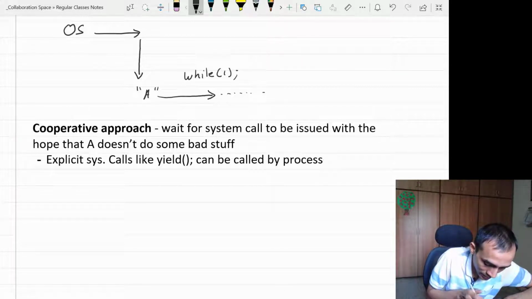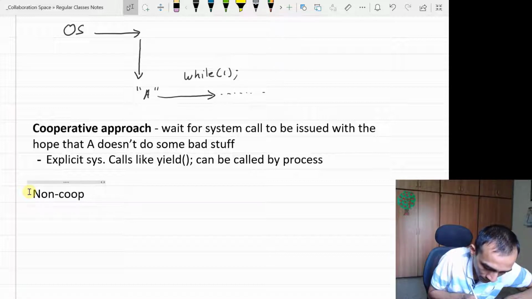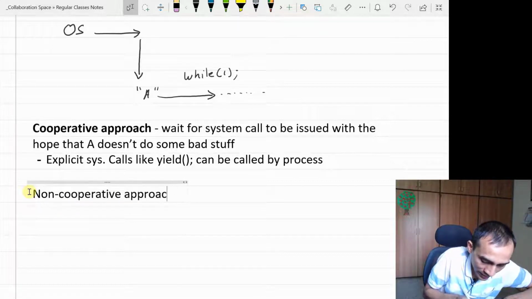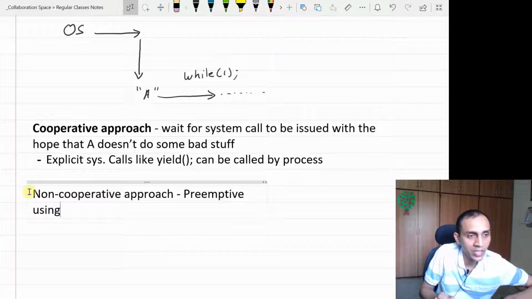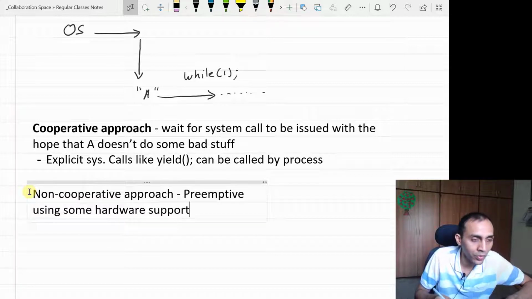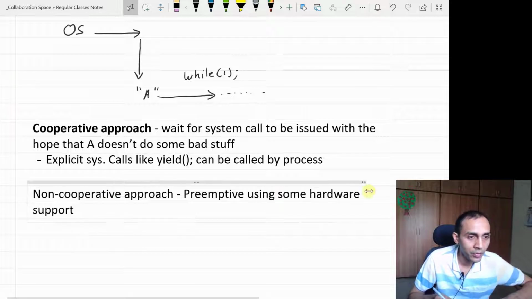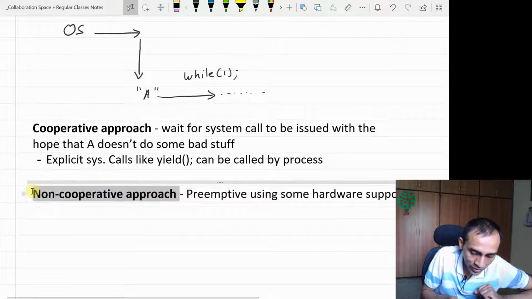A recent design of OS is based on a non-cooperative approach. Here the idea is OS will preempt using some hardware support. So OS will explicitly preempt: if a process A has run for sufficient time and has not relinquished the control back, then there has to be some preemptive method by which OS will stop the process A, and for that it will use hardware.